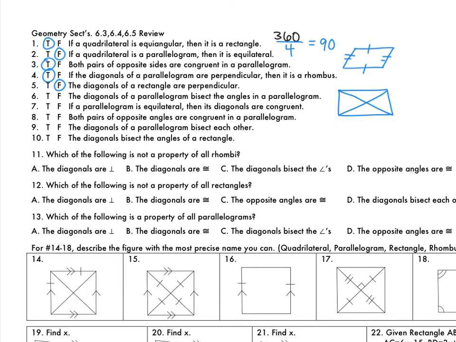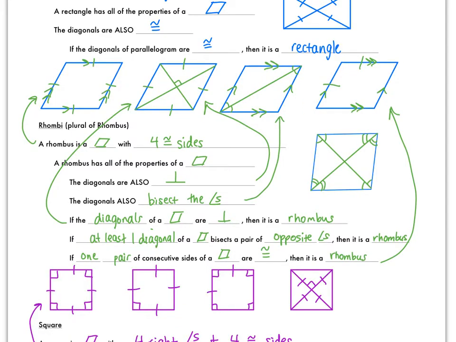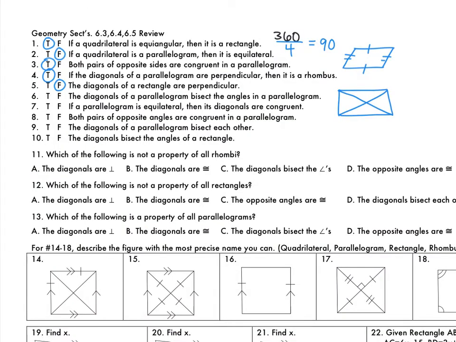Number six, the diagonals of a parallelogram bisect the angles in a parallelogram. And that is false. So the diagonals bisect the angles only if it's a rhombus. So it has to be more than a parallelogram. It also must be a rhombus. So hey, period one, I forgot to draw this little guy on your notes, so you might want to add it to your notes. But yes, the diagonals of a rhombus bisect both pairs of opposite angles. So for just a parallelogram, that is not true. So again, that is going to make this guy false.